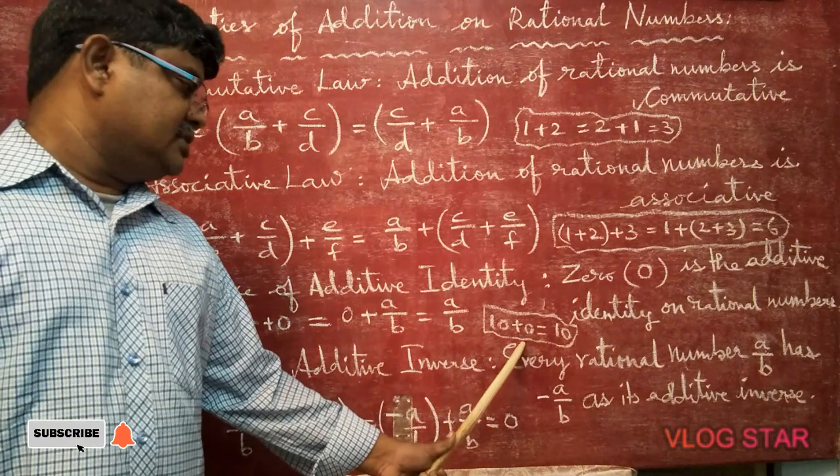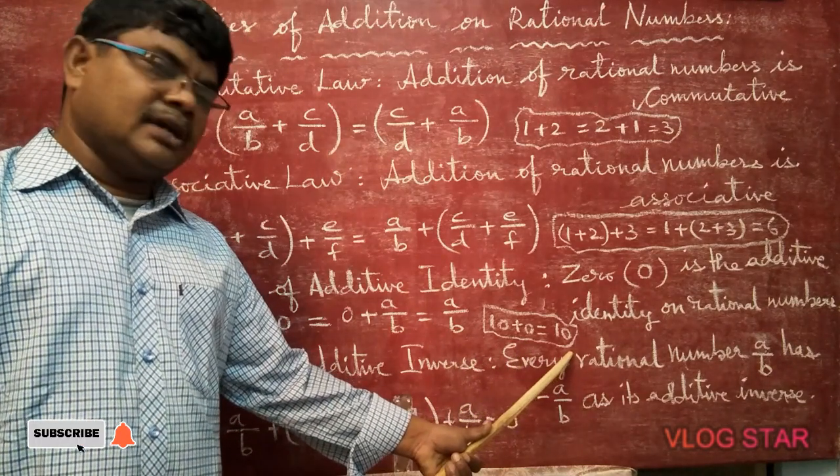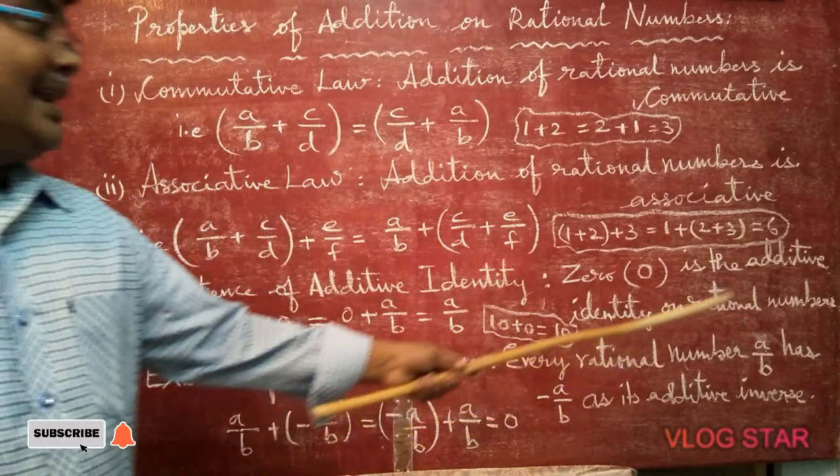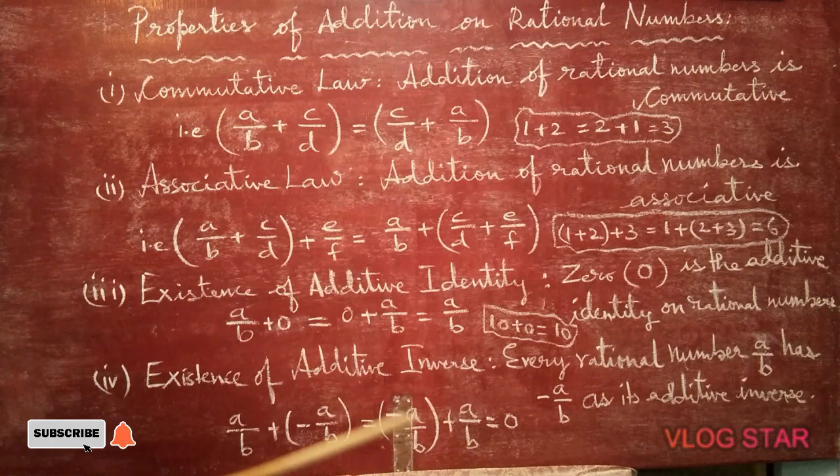The same number should come. Minus 15 plus something is equal to, again, minus 15 should come. How much should be added? Plus 0. So 0 is the additive identity of rational numbers. The same number should come. If you add 0, there is no change.